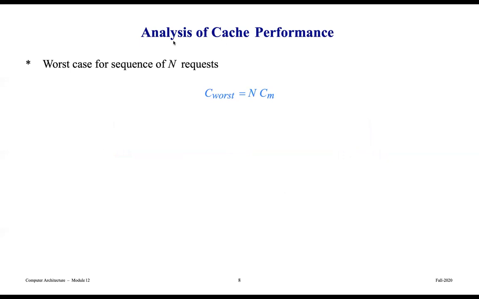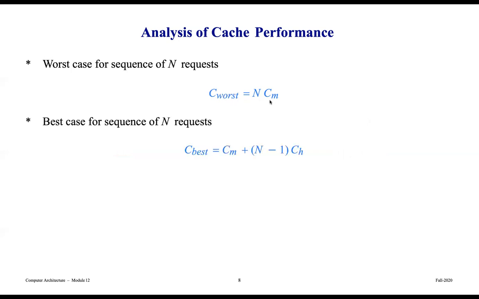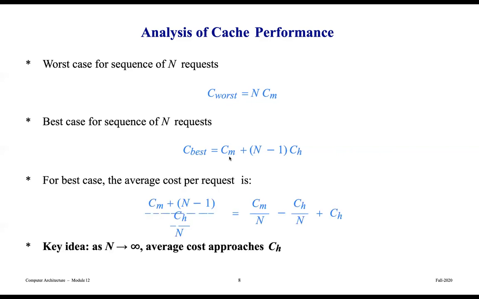So let's analyze the cache performance. The worst case would be a sequence of n requests where none of them can use the advantage of the cache because each has to go all the way to the regular memory. The best case is a sequence of n requests where all of them are able to use the cache except for one. So that's going to have a lot better performance.